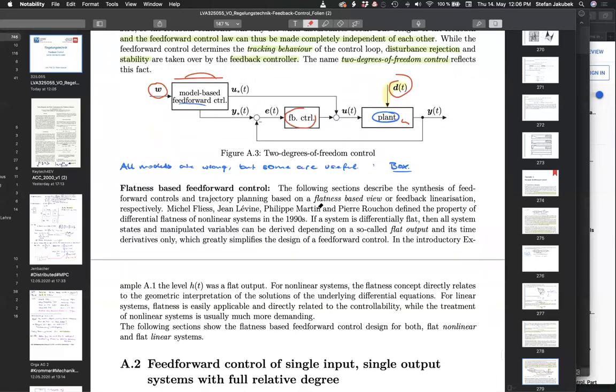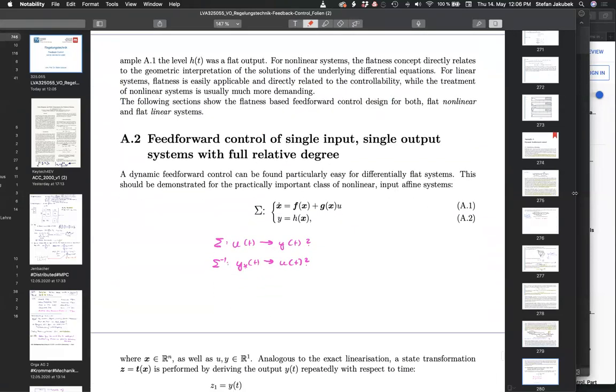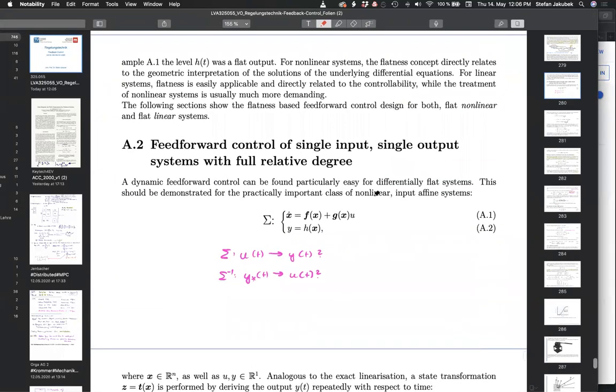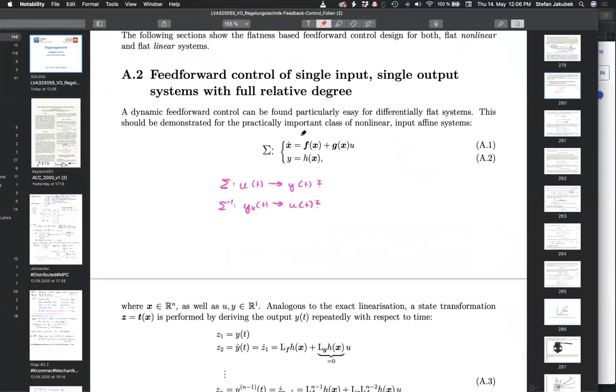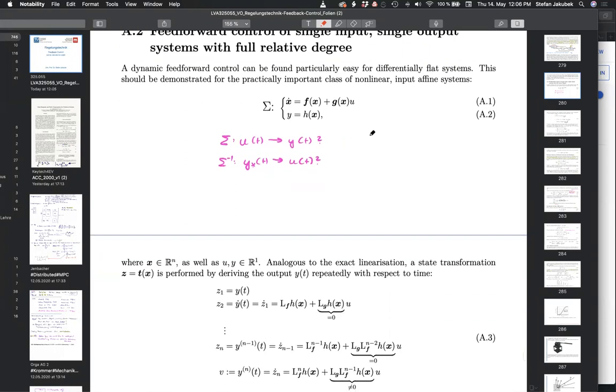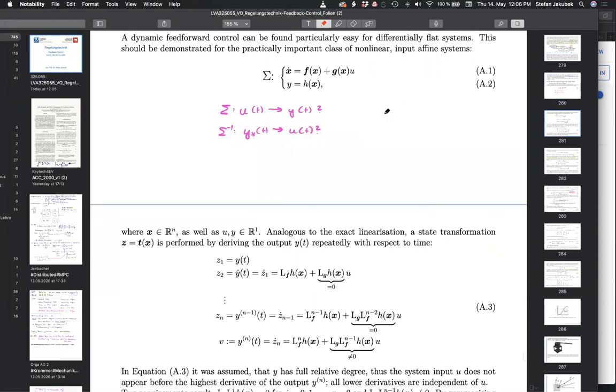So let's go on a little bit. How did we do it? Notably, I showed you how to achieve this with systems of this kind. This is a nonlinear state space system, which is input affine, and then we have a certain output. And the way we did it follows exactly the same idea as feedback linearization.